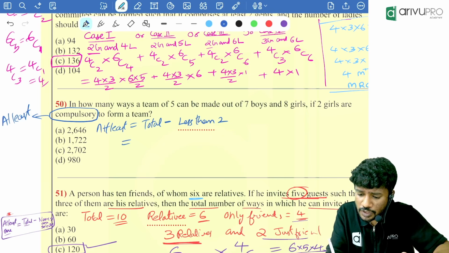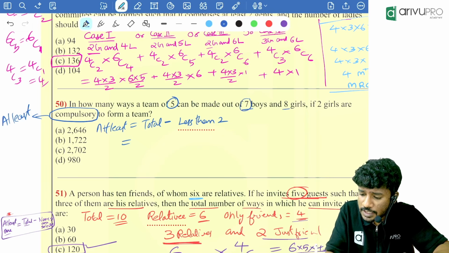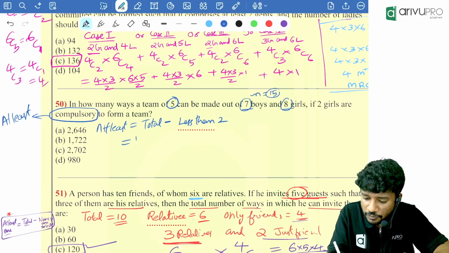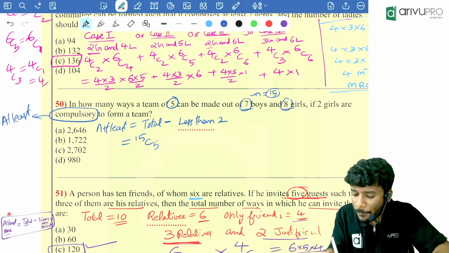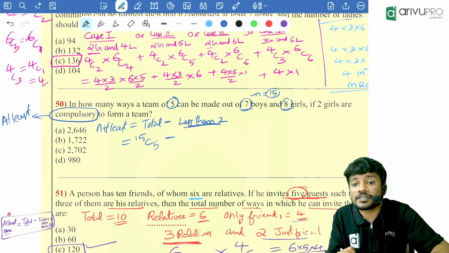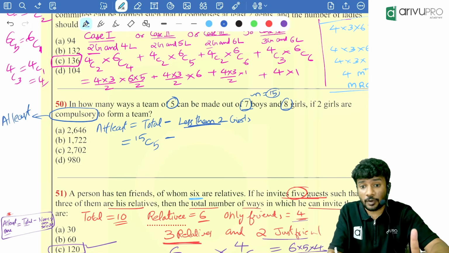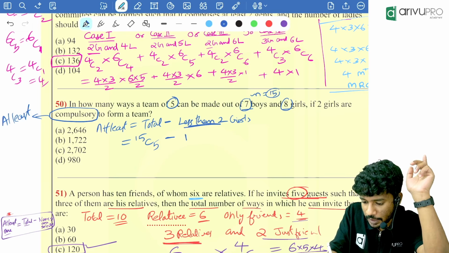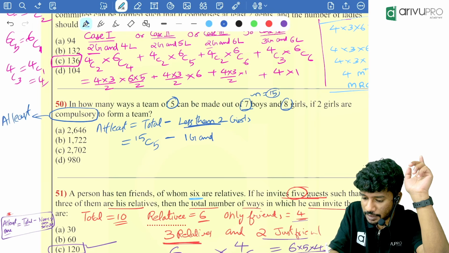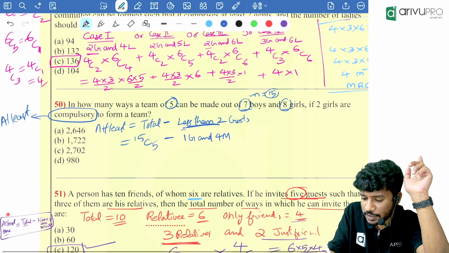Total is what? Total means we need to choose how many people. 5 people should be chosen from in total of how much? 7 boys and 8 girls. That means n is equal to how much? 15. So from 15, I should choose 5 people. That is the total. Minus less than 2. Less than 2 girls. Less than 2 girls means which are the possibilities? One girl is a possibility. That means one girl, and how many men are there? 4 men.